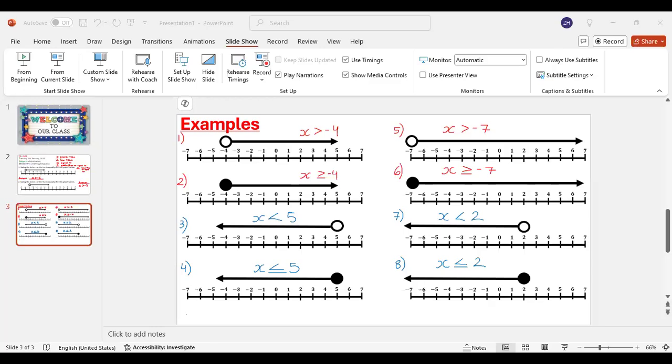Take a picture of your work and send it to me via WhatsApp. Again, take a picture of your work and send it to me via WhatsApp.